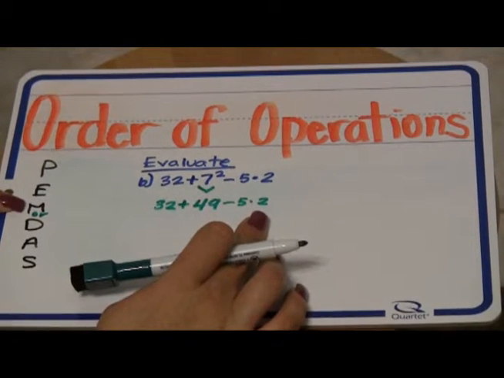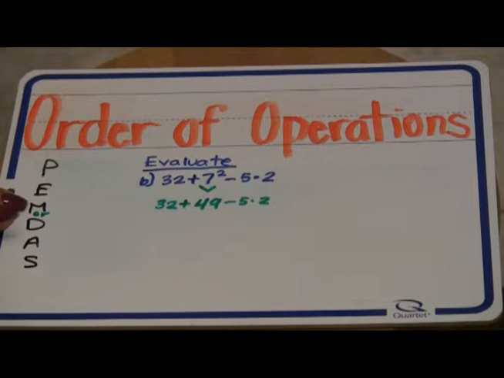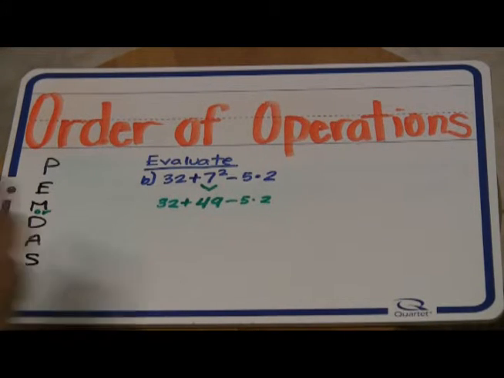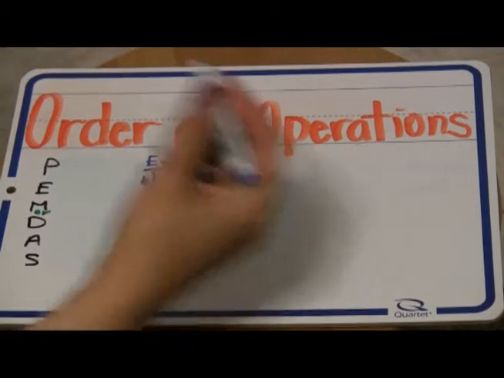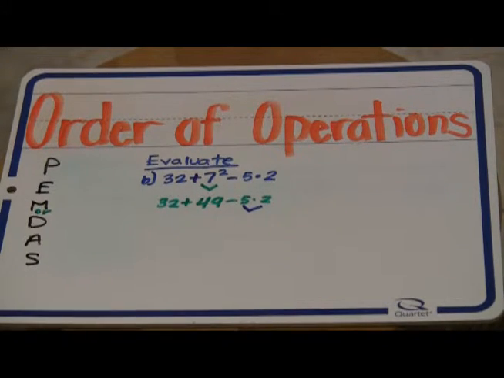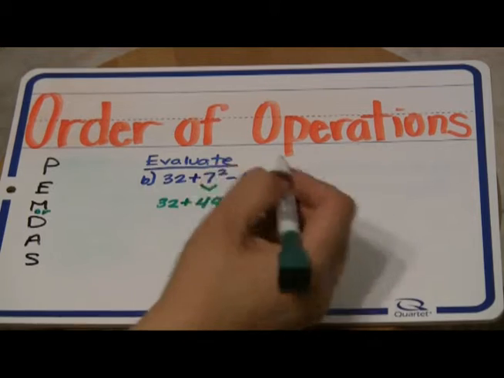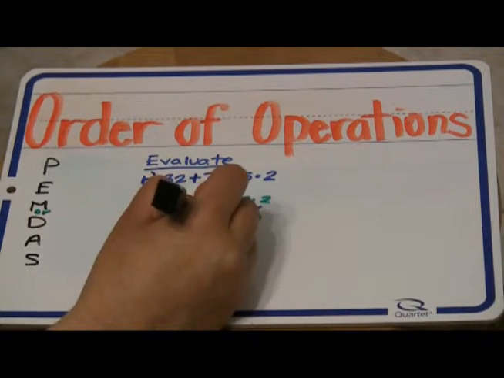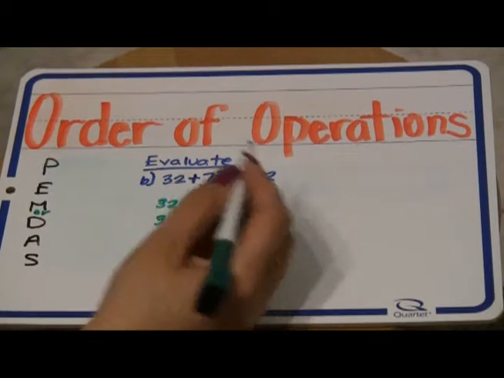Based on our order of operations, we work with multiplication or division before using addition or subtraction. So now we have to work with this 5 times 2. 5 times 2 will give us 10. I rewrite that expression: 32 plus 49 minus 10.